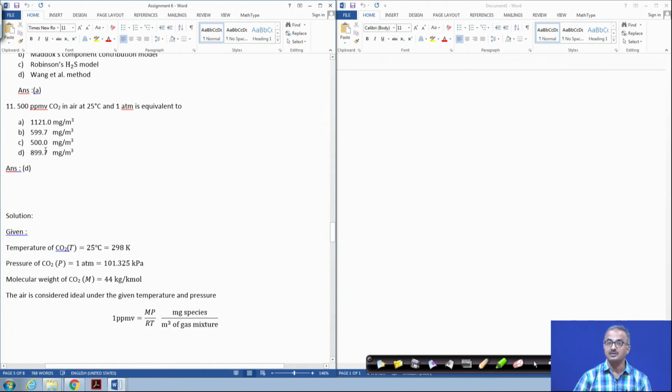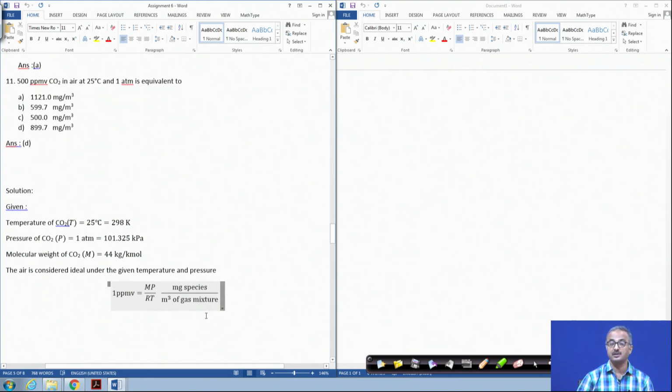So in that context this problem was asked, even if the problem pertains to natural gas. Here it is for the carbon dioxide in air, and this is how you are finding this particular formula. You have to remember that ppmv equals mp by RT, and if you put the various values in these units, you will get milligram of species per unit cubic meter of the mixture.